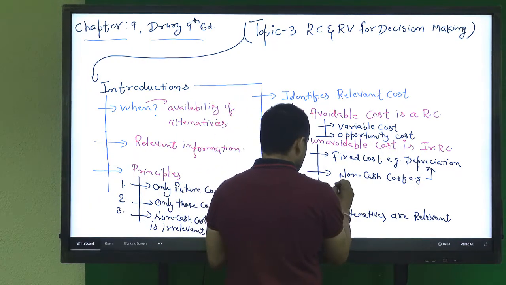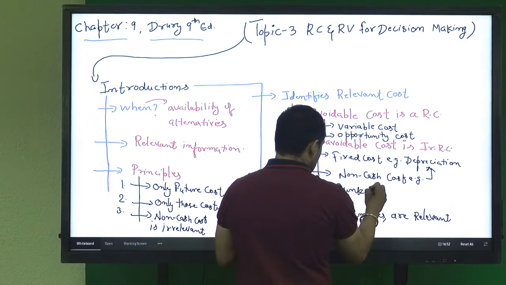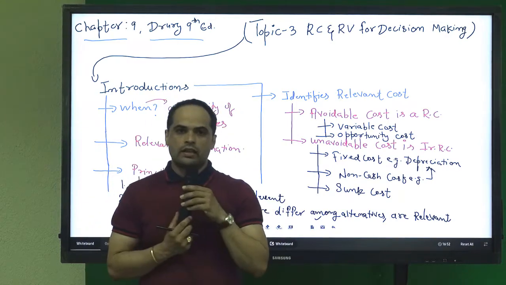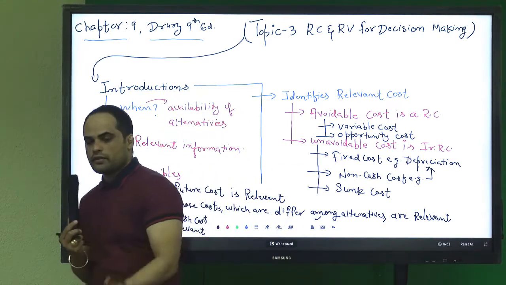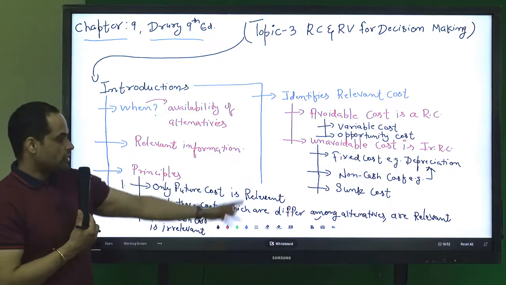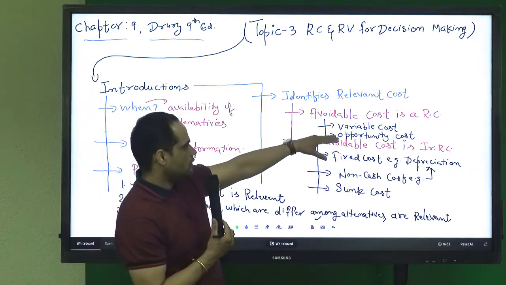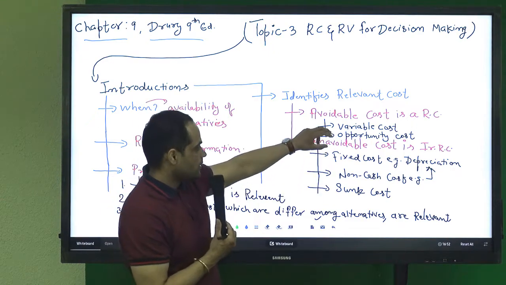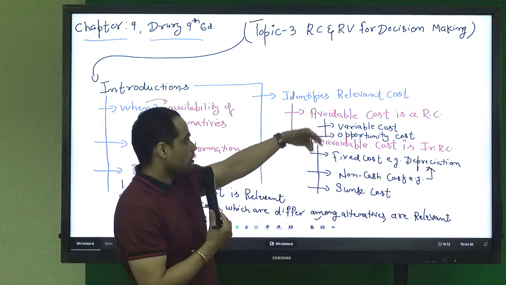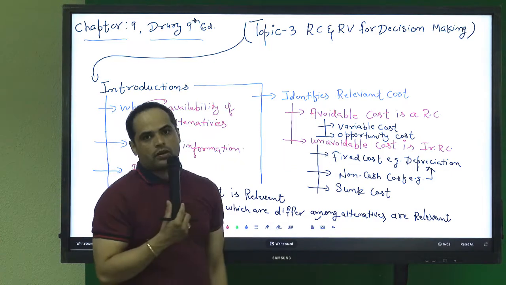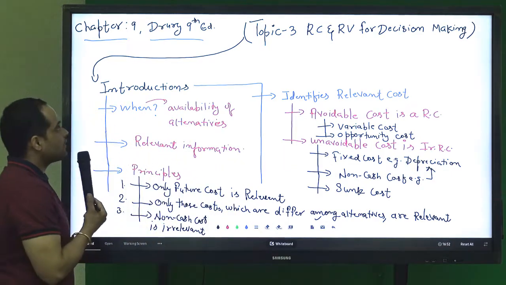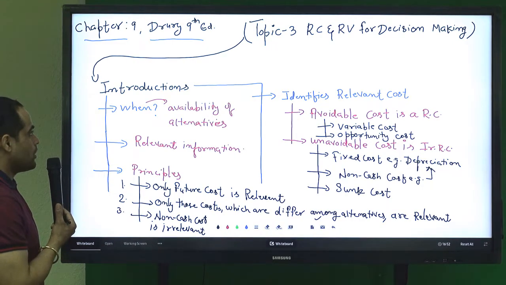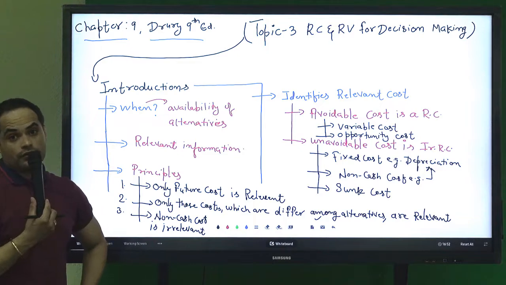Another example for unavoidable cost is sunk cost. Sunk cost is irrecoverable cost that cannot be recovered, it's already sunk. Right? So you know that it's like the opposite of the opportunity cost is the sunk cost, same like a fixed cost is the opposite to the variable cost. All right. So these are the identifications of relevant cost.